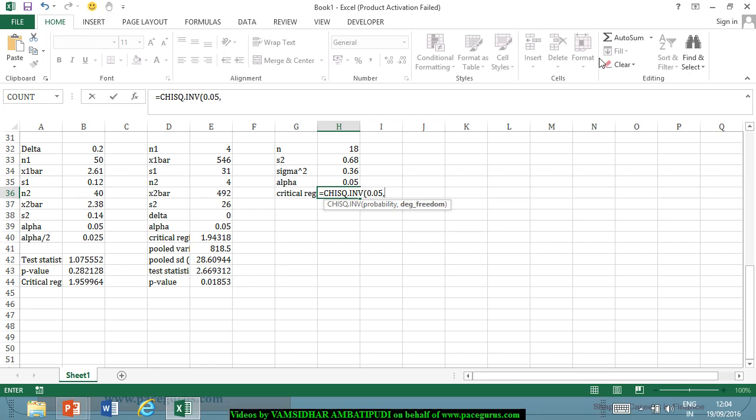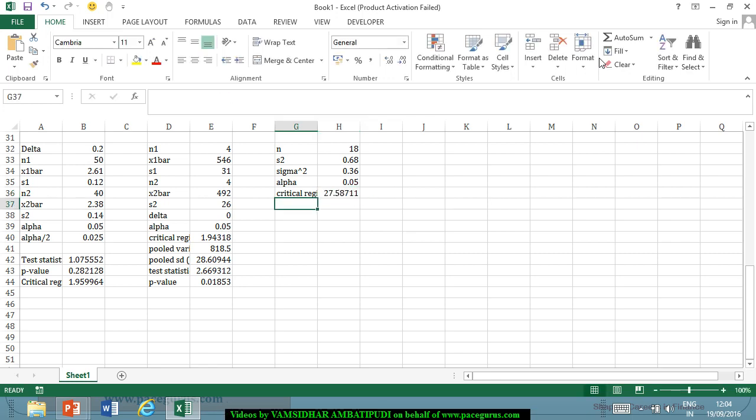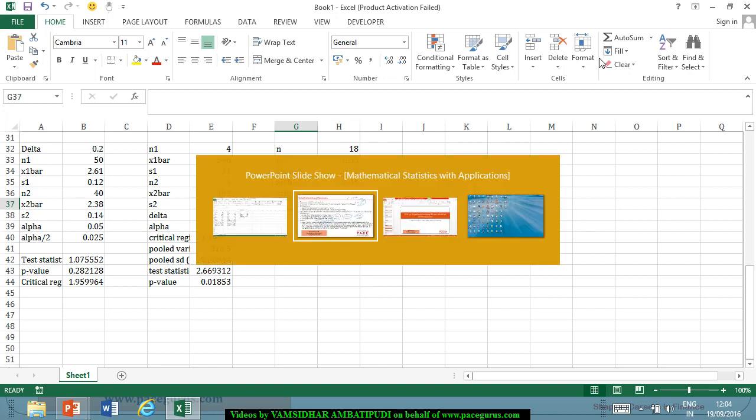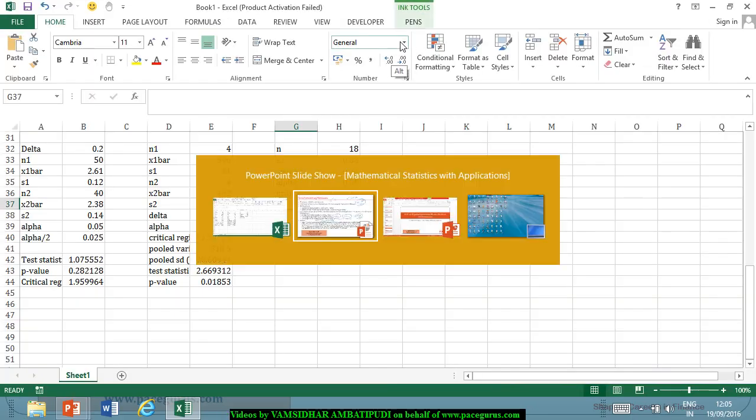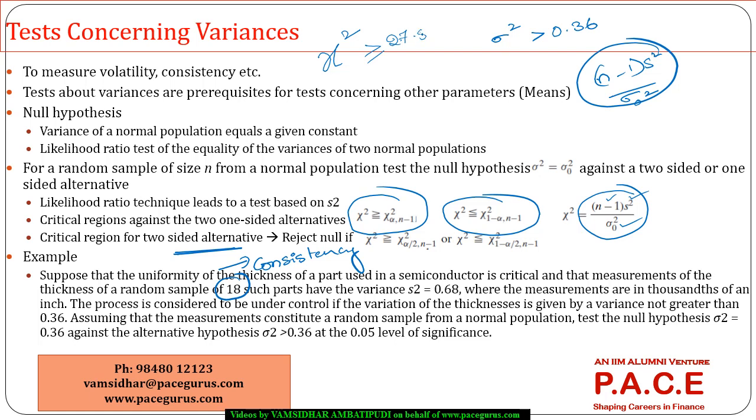Right here I have to take the other way. I'll have to take it as 0.95, and the degrees of freedom is n minus 1, which is 17. So 27.58 is the critical region that is associated. Which means if my computed test statistic chi squared is greater than or equal to 27.587, I will be rejecting this null hypothesis, otherwise I will not be.